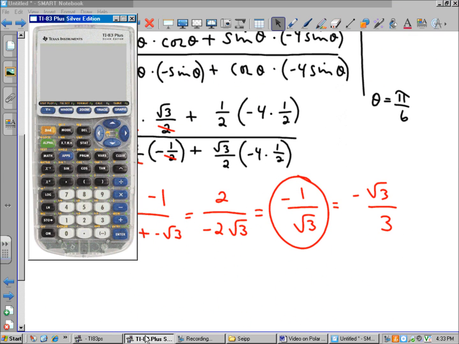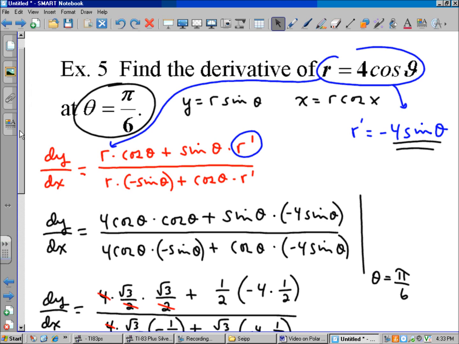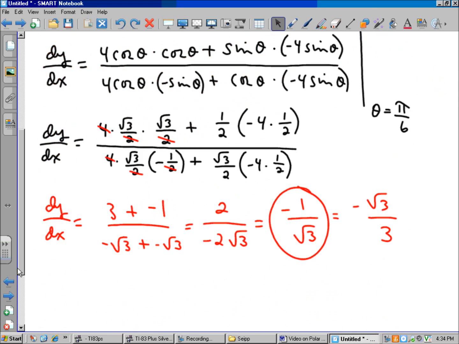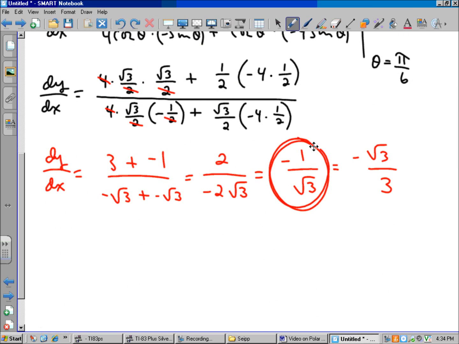Now, if I planned this correctly, I have r equals 4 cosine theta in my calculator. If I graph it and then do second trace number 2, that's going to give me the derivative, and I want that derivative at pi divided by 6. It tells me that it's negative 0.5773. What is 1 divided by the square root of 3? 0.5773. So negative 1 over radical 3 is approximately negative 0.577.